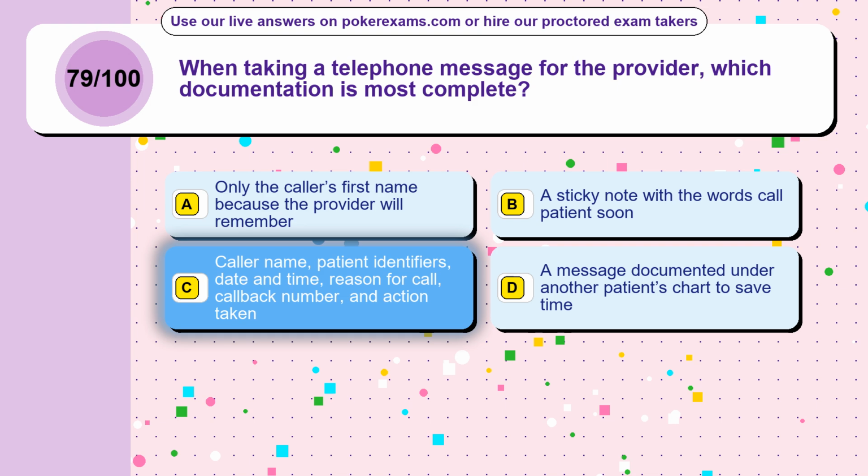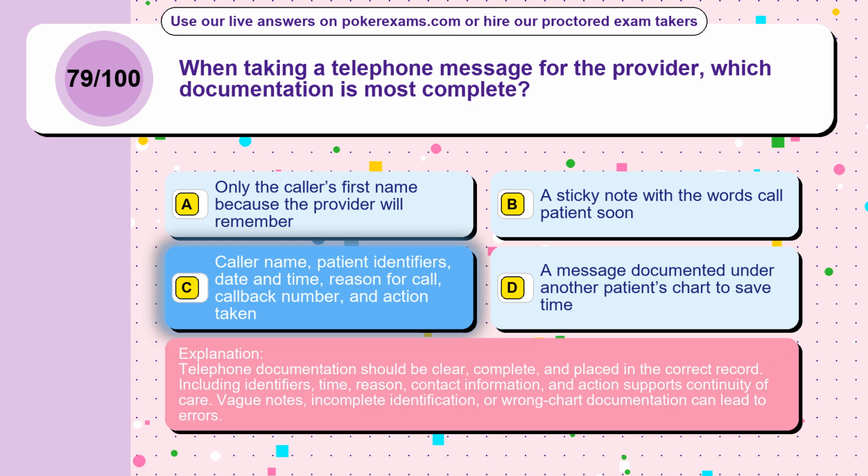The correct answer is option C. Caller name, patient identifiers, date and time, reason for call, callback number, and action taken. Telephone documentation should be clear, complete, and placed in the correct record, including identifiers, time, reason, contact information, and action. This supports continuity of care. Vague notes, incomplete identification, or wrong chart documentation can lead to errors.